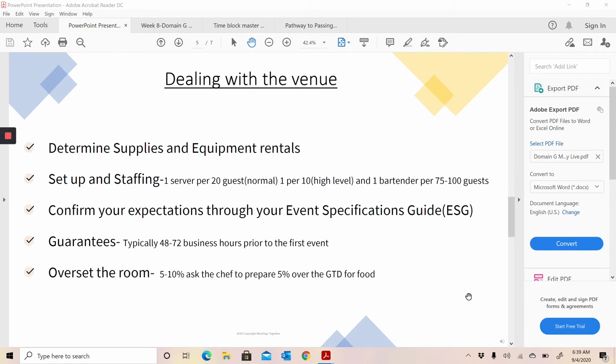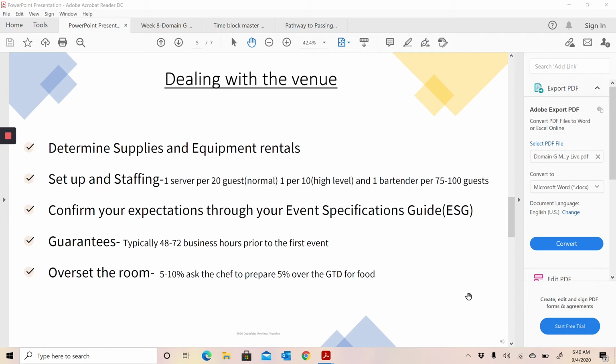And dealing with the venue. So you want to determine supplies and equipment rentals. That's mostly for off-site events, if you're doing things off-site. Setup and staffing, we want to make sure that we remember that it's 1 per 20 guests would be the normal staffing, and 1 per 10 for a high level. And then for bartender staffing, 1 per 75 to 100 guests.